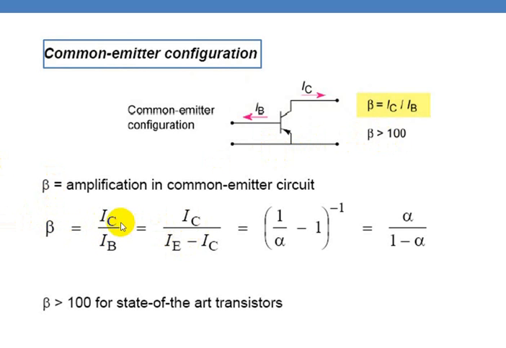So IC by IB is nothing but IE minus IC. This difference is nothing but IE. So further, if you are going to divide each term by IC, bring this IC to the denominator, you get IE by IC minus IC by IC. So IE by IC is nothing but 1 by alpha, and this minus of IC by IC is 1. So this you will be getting in the denominator. So this can be written as 1 by alpha minus 1 inverse. So further this can be written as alpha by 1 minus alpha.